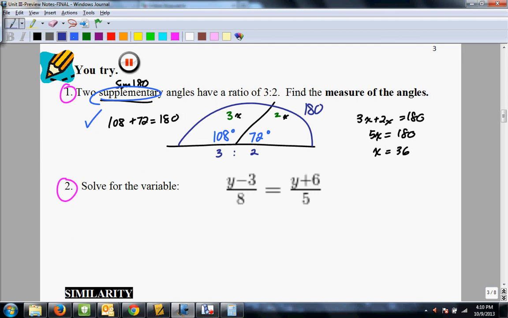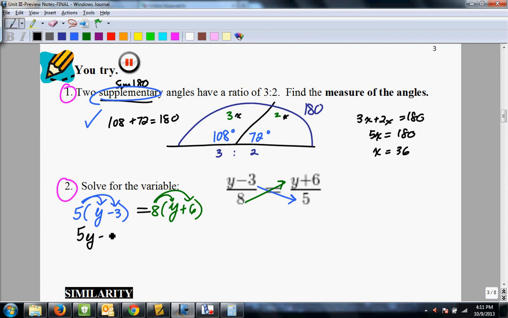Okay, solve for the variable. This is basic cross multiplication skills. I want to see, never distribute in your head. You should have done 5 times (y minus 3) equals 8 times (y plus 6). Draw your distributive lines. Next line reads, 5y minus 15 equals 8y plus 48.